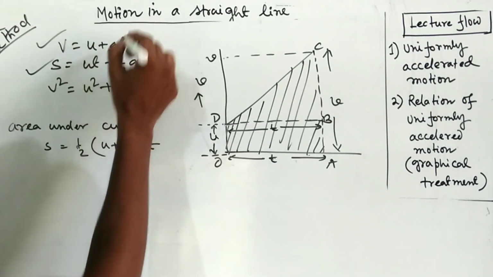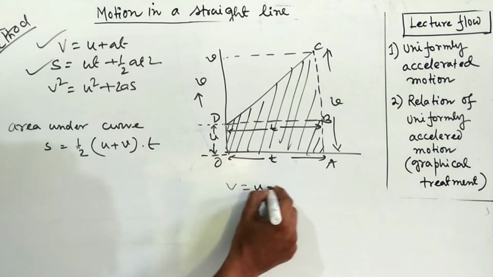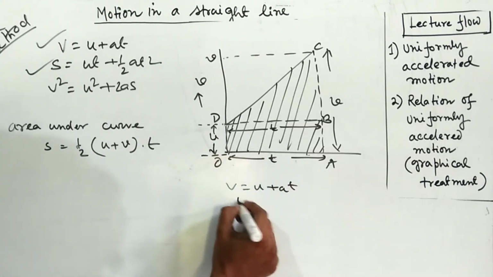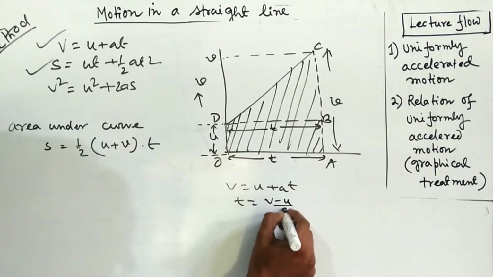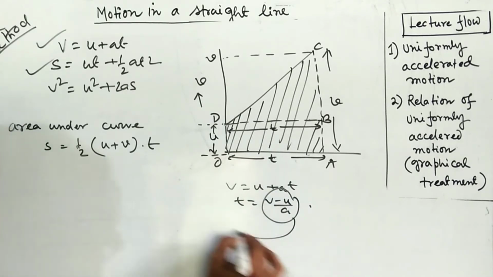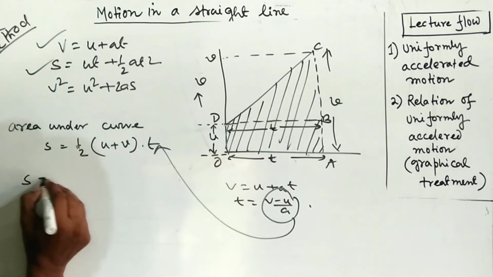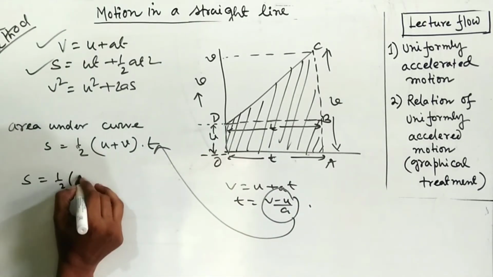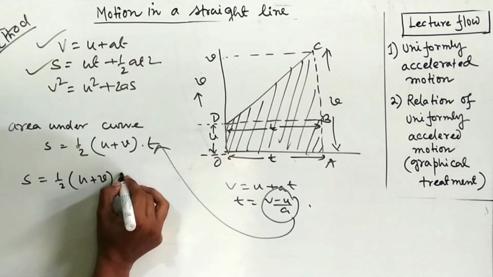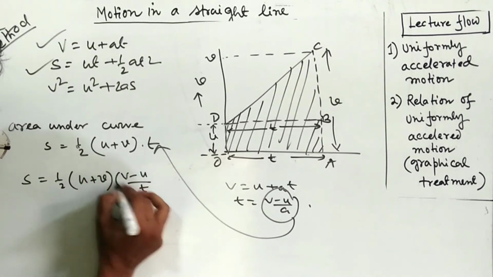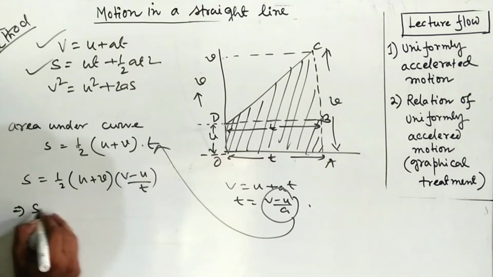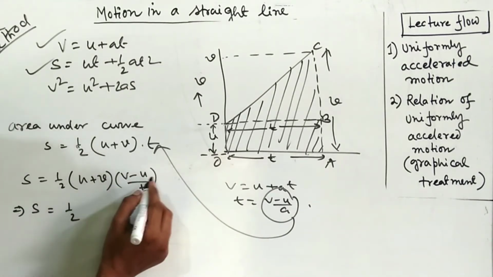So according to the first equation, we can write v is equal to u plus at. So t is equal to v minus u by a. Okay, so put this here. So s is equal to half of u plus v into v minus u by a. So s is equal to half of v plus u, v minus u, divided by a.